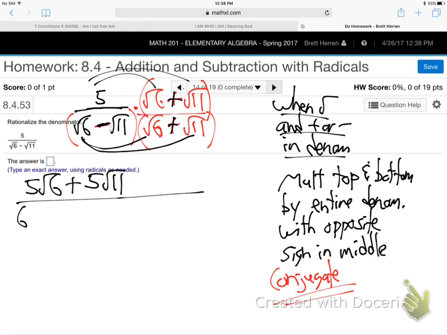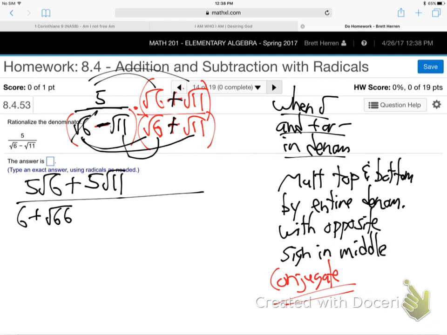Ready? So root 6 times root 6 is plain 6. Root 6 times root 11 is root of 66, inside, right? Because the 6 and 11 are both insiders. Insiders multiply insiders. We're halfway done with that FOIL in the denominator. Good so far?